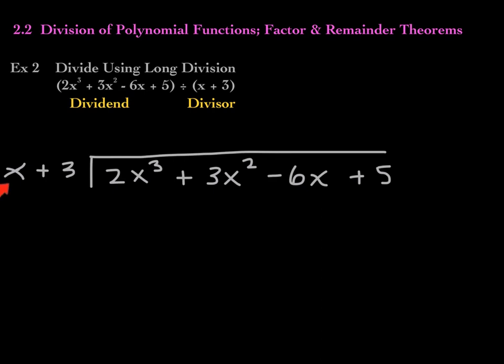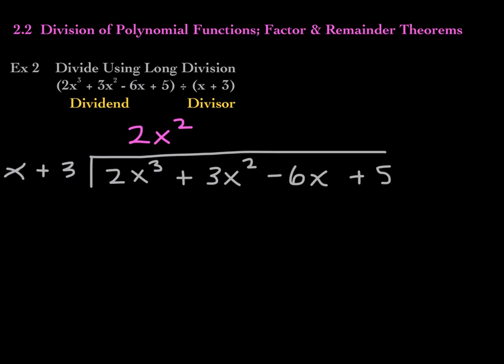And you're going to ask yourself this question. What do I multiply x by in order to get 2x cubed? x times something gives me 2x cubed. x times 2x squared gives me 2x cubed. So I'm going to write that up here. So it's x times 2x squared that will give me 2x cubed.